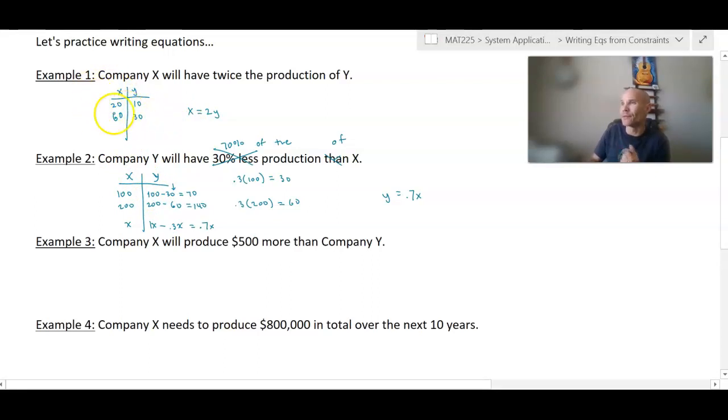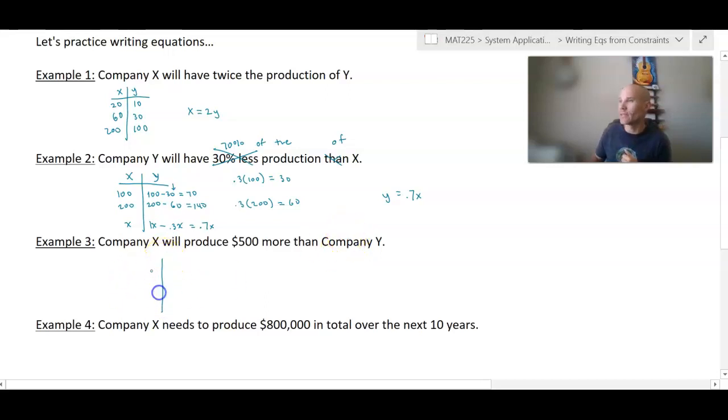Because in example 1, we just looked at two ordered pairs. We could kind of keep on going. Y was 100, the next would be 200. And there are infinitely many possible pairs that satisfy that, but this statement limits the relationship between x and y. So it doesn't necessarily tell you what x is or what y is, but it dictates how those two variables should be related. Similarly, in example 2, this statement created a relationship between x and y is 0.7 of x. Example 3, company X will produce $500 more than company Y. Absolutely, that's another statement that suggests that.